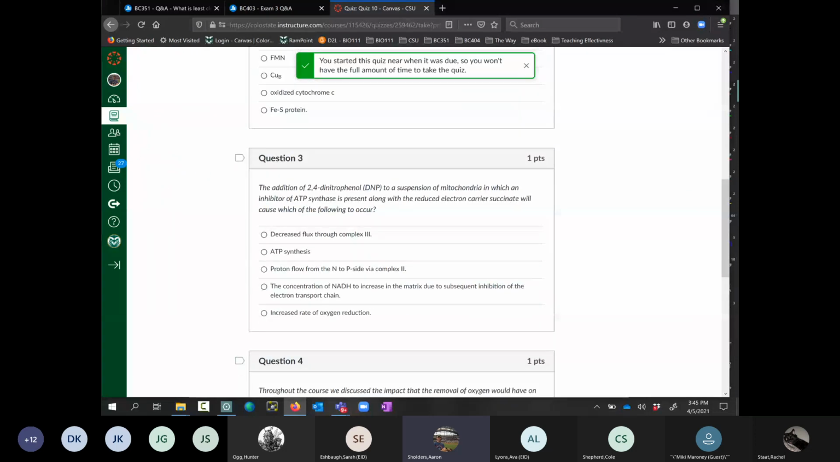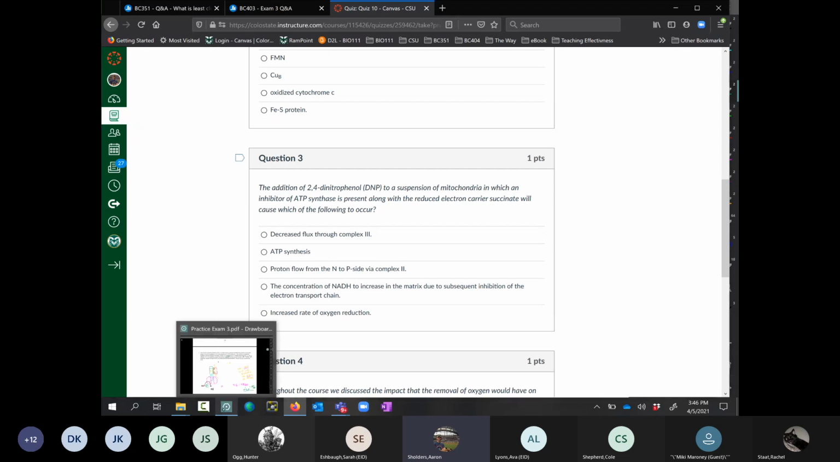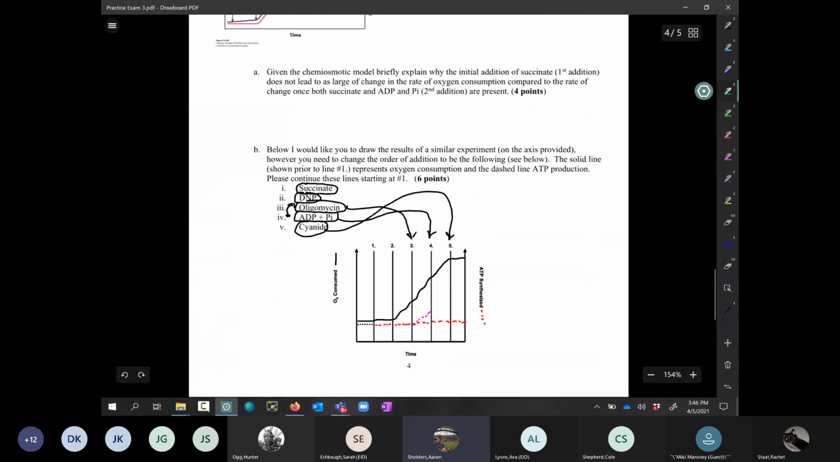Question number 3. Oh, more of this DNP stuff. So maybe I've already answered this question, but let's look. So the addition of 2,4-dinitrophenol, DNP, to a suspension of mitochondria in which an inhibitor of ATP synthase is present, along with a reduced electron carrier succinate, will cause which of the following? So that is really similar to question 2. In fact, it's very similar to question 2 of our practice exam. So come back up here.